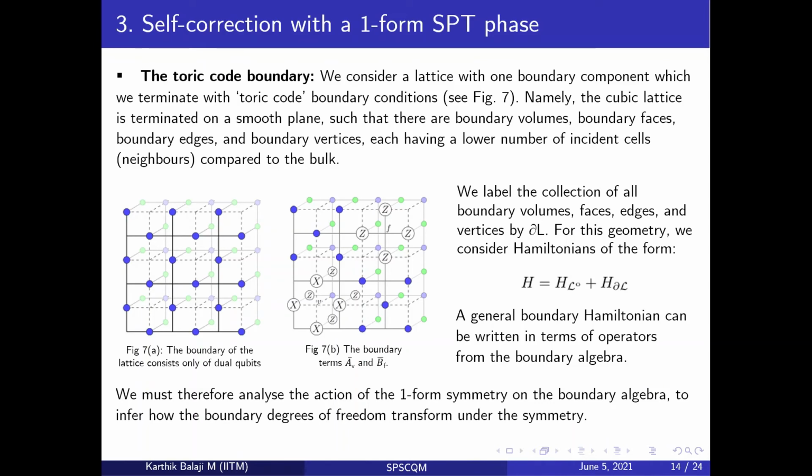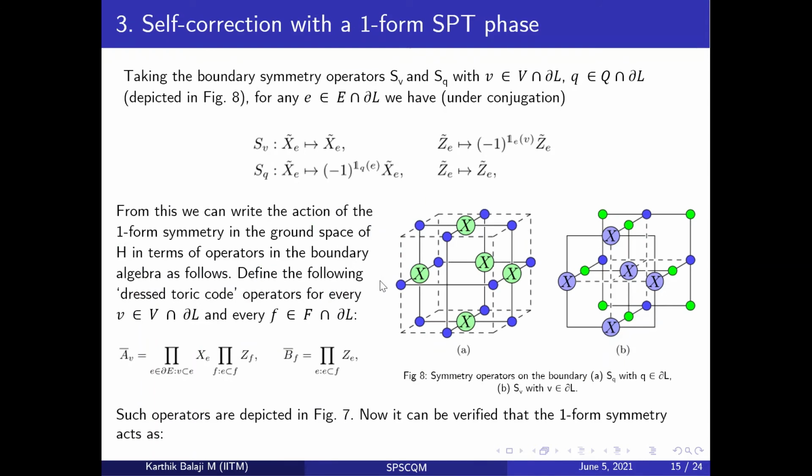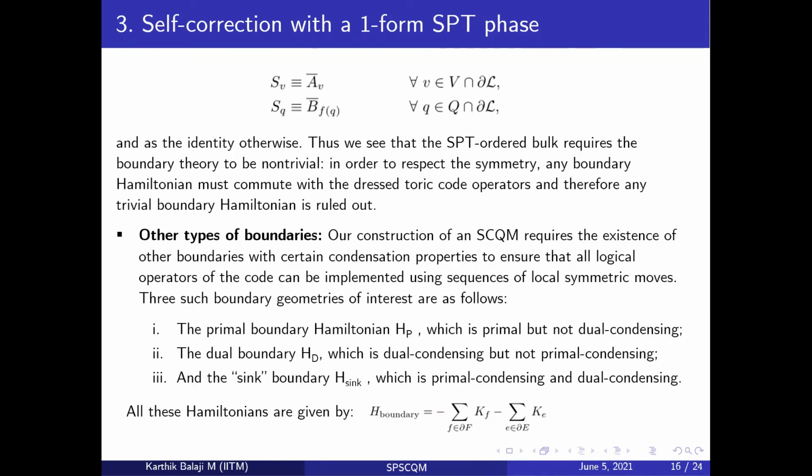In figure 7b you can see the boundary terms A_V bar and B_F bar. Now it can be verified that the one-form symmetry acts as the following equation: S_V equals A_V bar and S_Q equals B_F bar for all V belonging to capital V intersection ∂L and Q belonging to capital Q intersection ∂L. And for all of the other cases it acts as the identity. Thus we see that the SPT ordered bulk requires the boundary theory to be non-trivial. In order to respect the symmetry, any boundary Hamiltonian must commute with the dressed toric code operators, and therefore any trivial boundary Hamiltonian is ruled out.